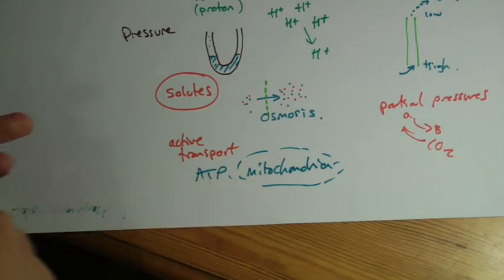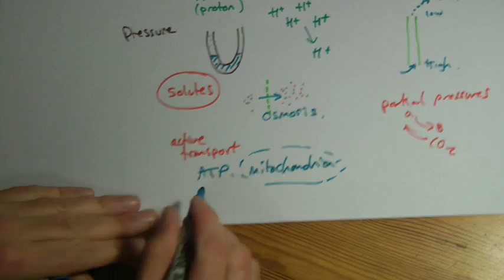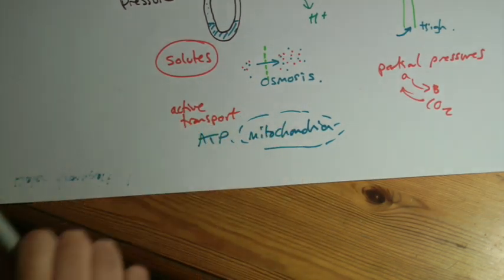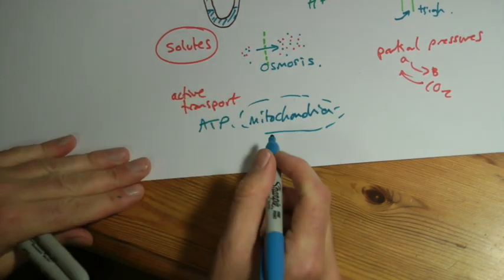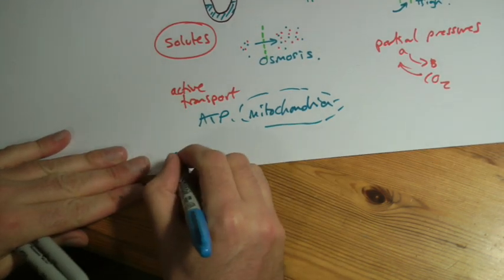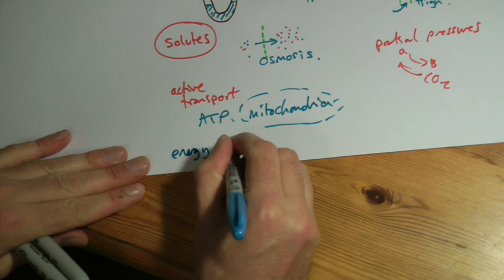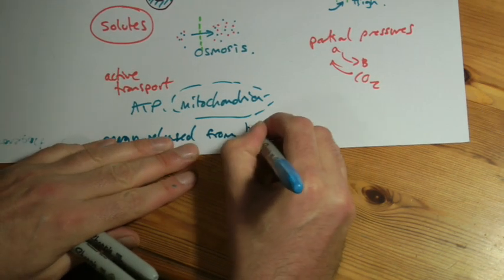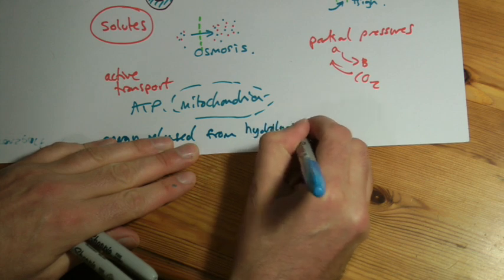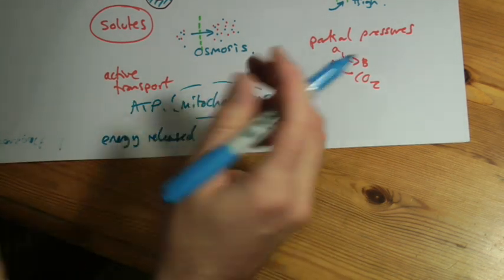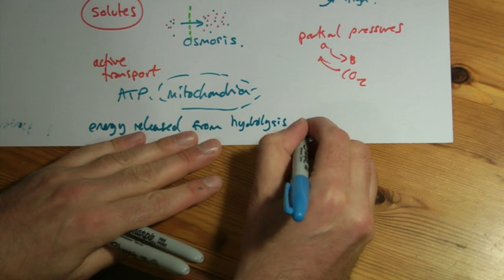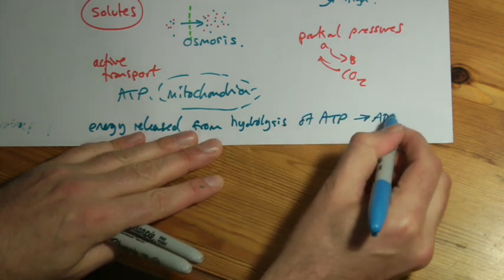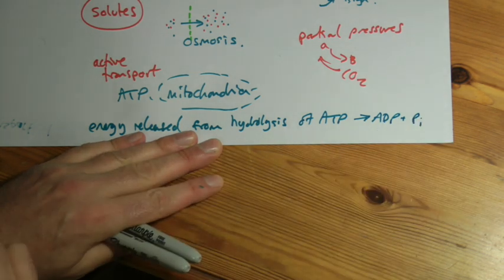We can always throw this in, and if we want to be particularly clever about it, the phrase that pays, don't ever say that energy is used or made, or whatever you want to say. Always talk about energy released from hydrolysis. There's that. The chemical way to break apart these bonds, hydrolysis of ATP to ADP plus inorganic phosphate.